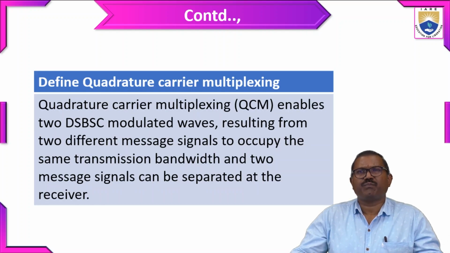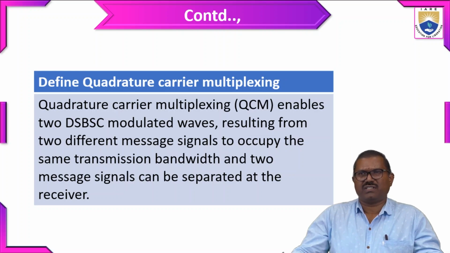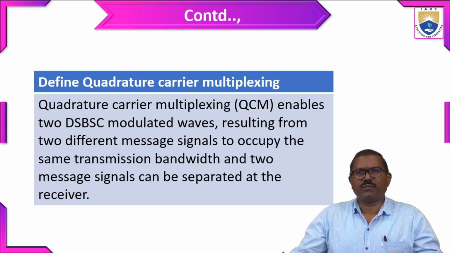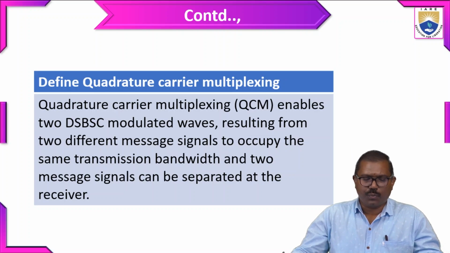Define quadrature carrier multiplexing. Quadrature carrier multiplexing enables two DSB-SC modulated waves resulting from two different message signals to occupy the same transmission bandwidth, and the two message signals can be separated at the receiver. So this is quadrature carrier multiplexing.